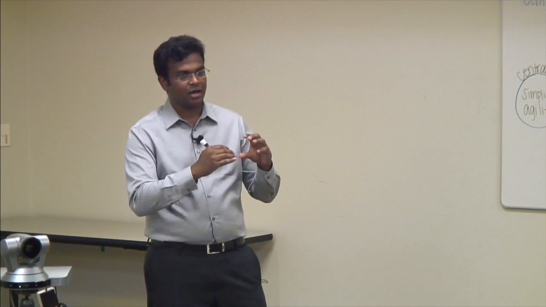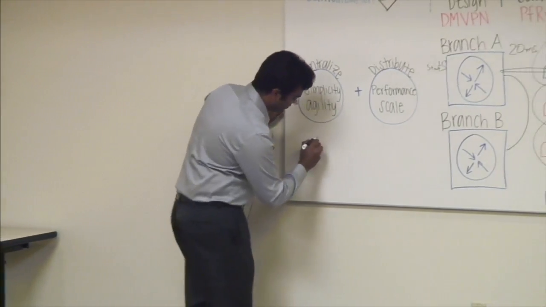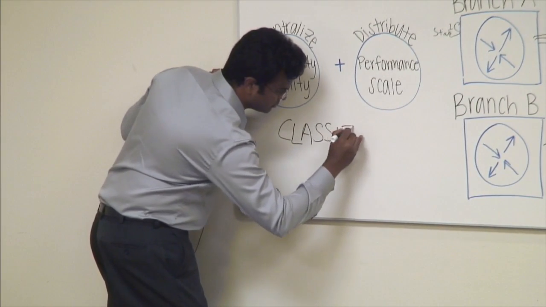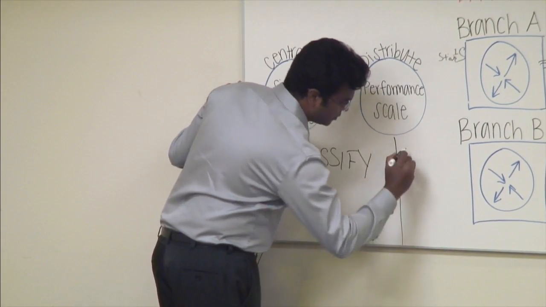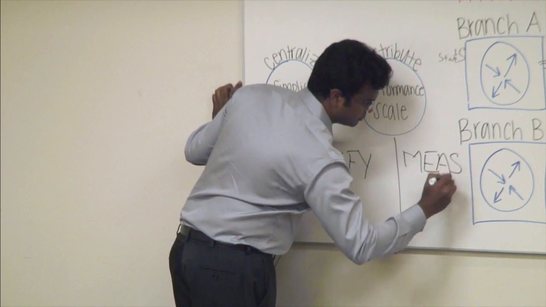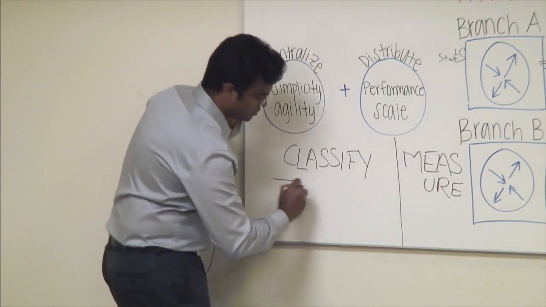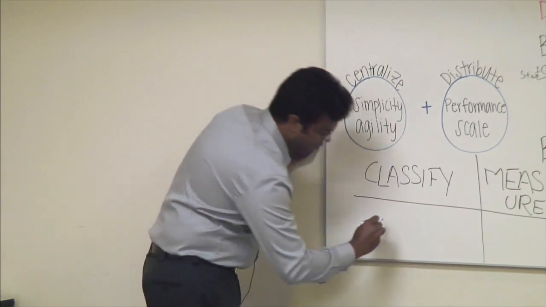From a visibility aspect, we have multiple technology stacks in terms of how you gain visibility, right? Visibility will have two things. One, classify, and two, you actually measure. So when it comes to classify, what we use is NBAR2.